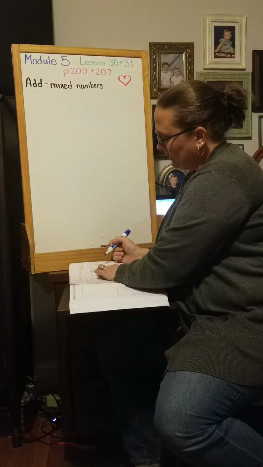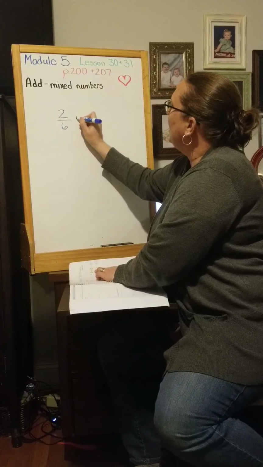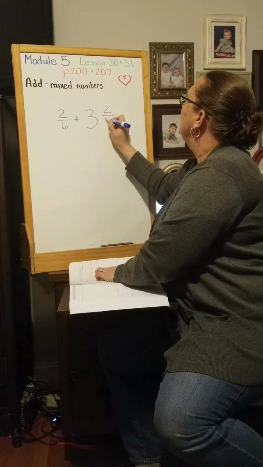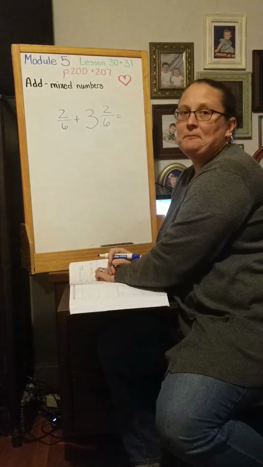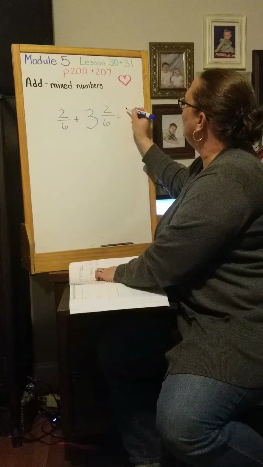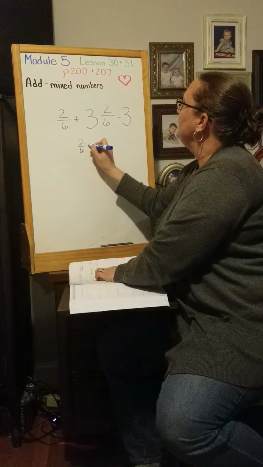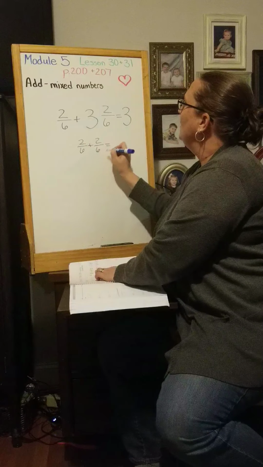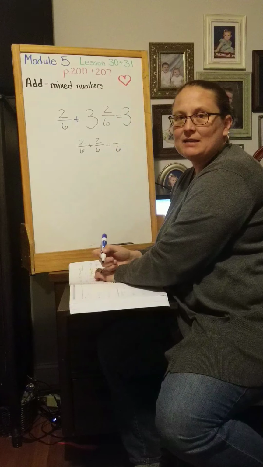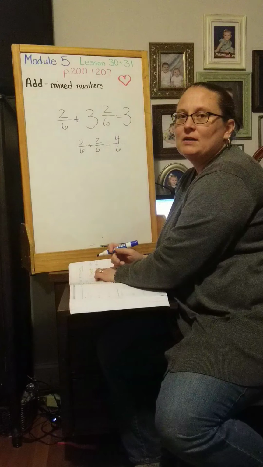Let's see. So we could also have it where we have our fraction first and then our mixed number. So we have 2/6 plus 3 and 2/6. Okay? So we have no whole number plus our whole number, so we have 3 wholes. And again, if you want, write down here 2/6 plus 2/6. We have a common denominator of 6, so we know our denominator is going to stay the same, 6. And 2 plus 2 is 4. So 4/6.